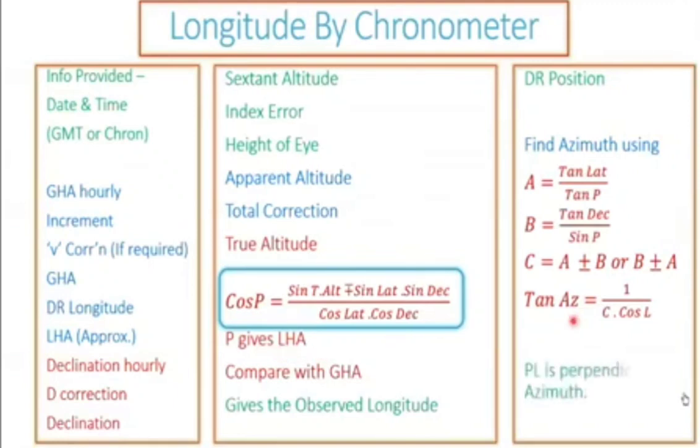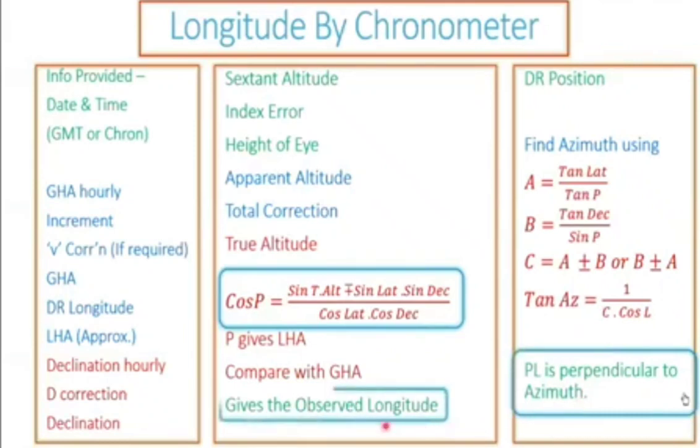So once the azimuth is obtained, we are aware now that a celestial position line is always perpendicular to the azimuth of the body. So adding and subtracting 90 degrees gives us the direction in which the position line lies. So we have obtained the direction in which the PL lies, and we have also obtained the observed longitude. These are the two items which are required in these questions.